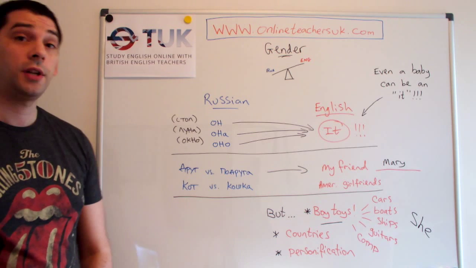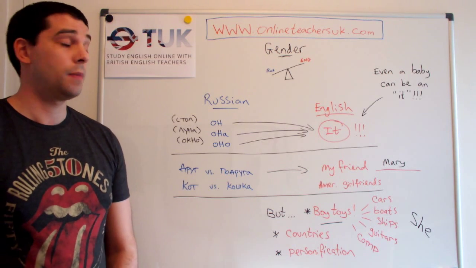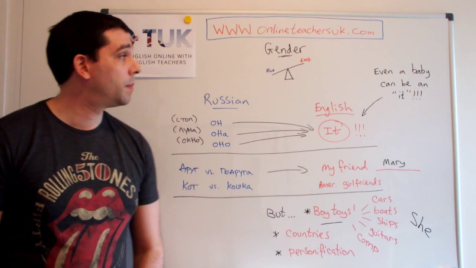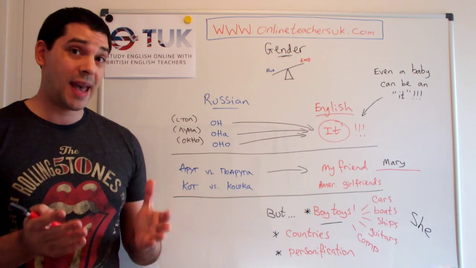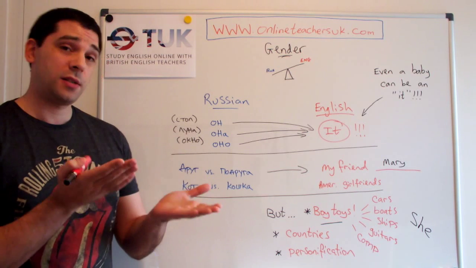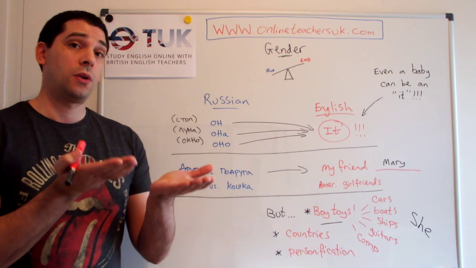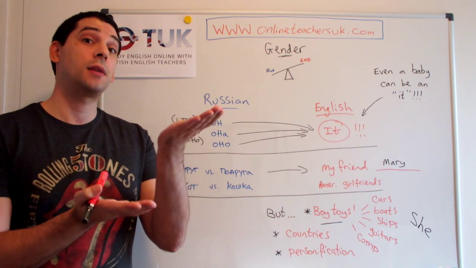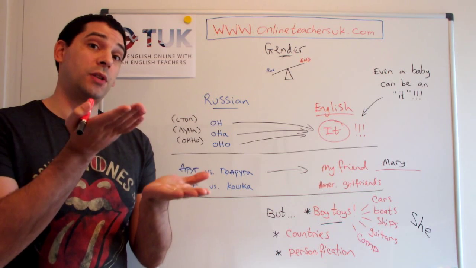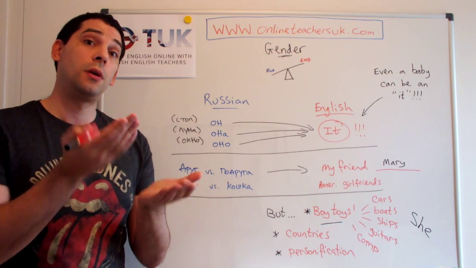Today I'm going to talk to you a little bit about gender in English and Russian. What you'll find is that with our languages, if you start to compare them, it's like weighing scales. So in some aspects, Russian will be heavier and English will be lighter. And in other aspects of the language, you'll find the opposite situation.